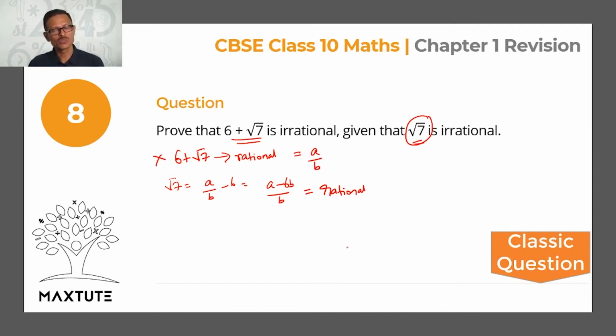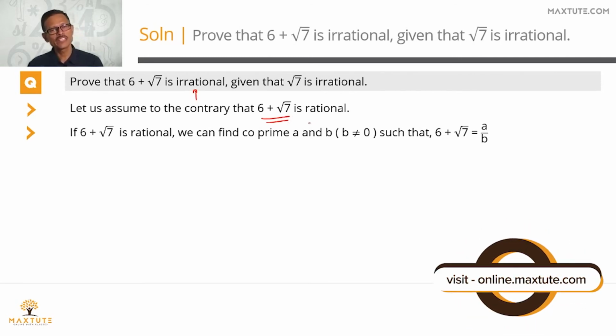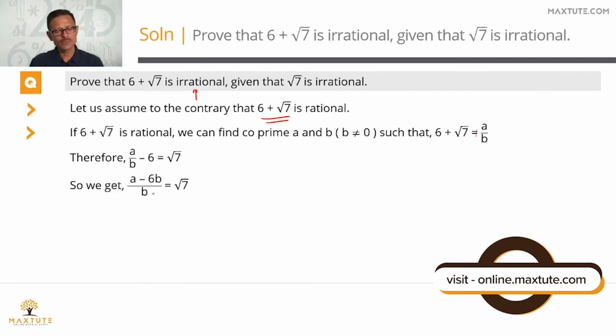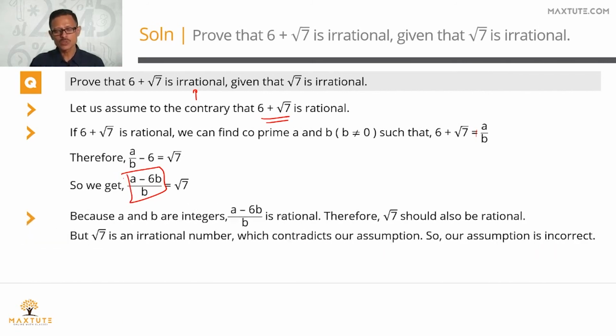I'm going to quickly walk you through how you should write this in the examination. It'll exactly state this. We are going to assume the contrary, that 6 plus root 7 is rational. We are actually trying to prove the opposite, and we are assuming this. If this is rational, then we can express it as A by B. This gets rewritten as A minus 6B by B is equal to root 7. A minus 6B by B is rational, which means root 7 has to be rational. But this contradicts what we know, that root 7 is an irrational number. Why is that? Because of our incorrect assumption. If our assumption is incorrect, what is the correct thing? The correct thing is that 6 plus root 7 is an irrational number.